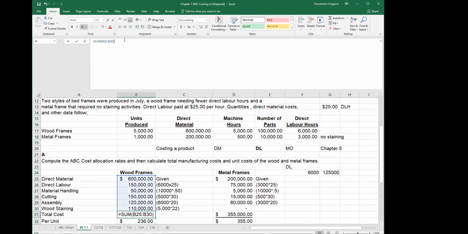So we add them all up. That's our total cost for our wood frame, $1.180 million. Here's our total cost for metal frames. How do we get the per unit cost? 1.180 million divided by what? How do I get my per unit cost here? 236.